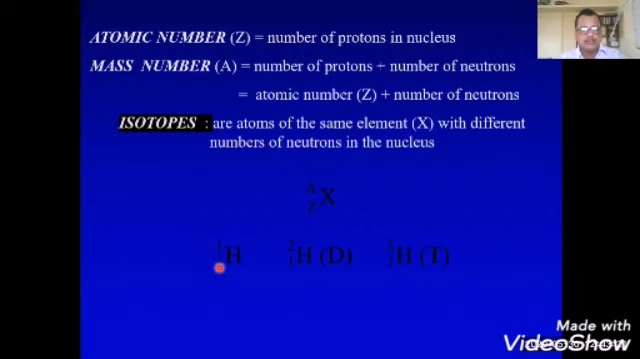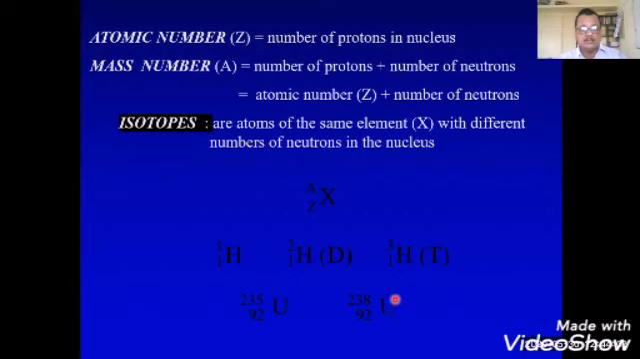So in case of protium, atomic number is 1, mass number 1, that means there are no neutrons in the nucleus. And for deuterium, atomic number is 1, mass number is 2, means in the nucleus of deuterium there is 1 proton and 1 neutron, and here there are 1 proton and 2 neutrons. So protium, deuterium, and tritium, they have the same atomic number, but they have different mass numbers because they have different numbers of neutrons in their nucleus. So protium has no neutron, deuterium has 1 neutron, and tritium has 2 neutrons.